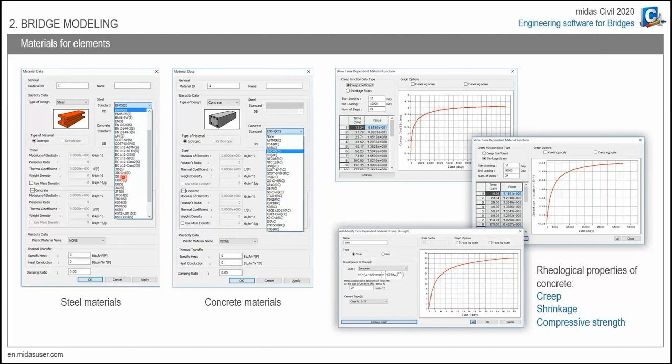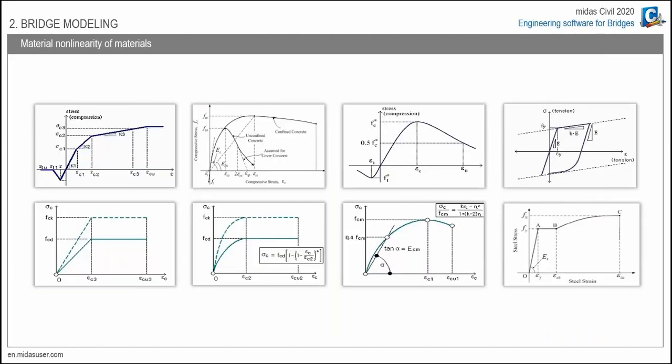Not only this, we can define the time dependent material properties for rheological properties of concrete, such as creep, shrinkage, and compressive strength. This also we can define as per various country codes, and based on that, the creep, shrinkage, and compressive strength effects are taken into account for the model. Material nonlinearity can also be incorporated in the structure based on these ready models which are available in the program.